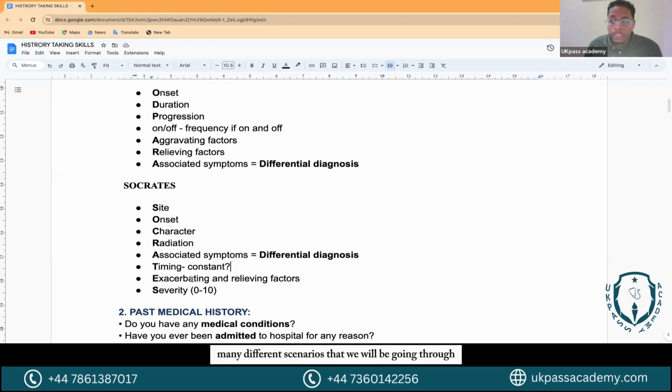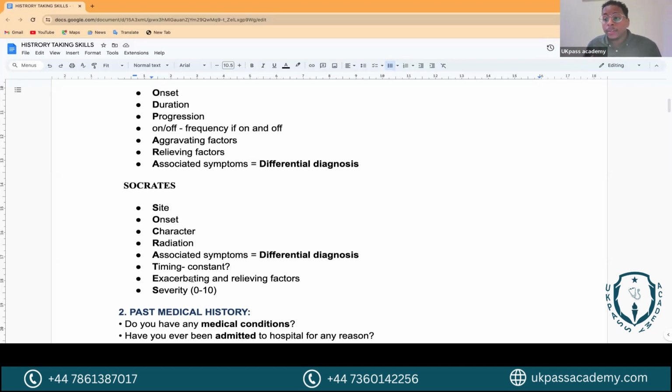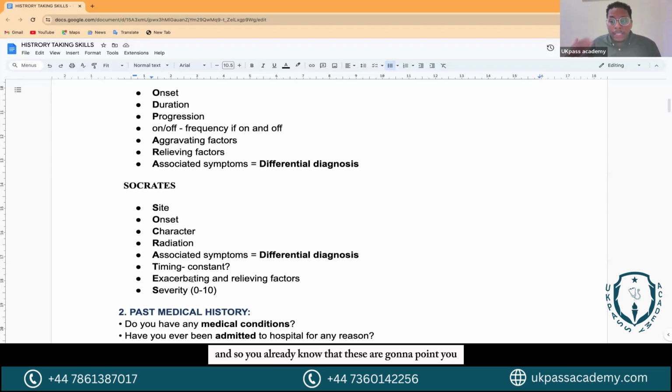So there's many, many different scenarios that we will be going through, and there are clinches on how to ask about them. If somebody comes with chest pain, and they also have shortness of breath, and I need to do the differentials for PE, I will ask about a cough. I will ask about signs and symptoms of DVT, swellings in the legs, any pain in the calf. And so you already know that these are going to point you in the right direction.